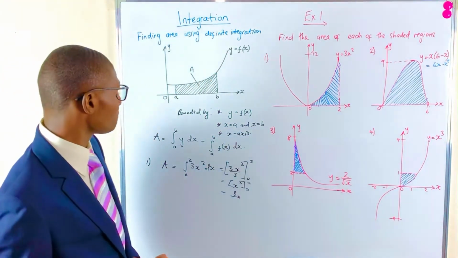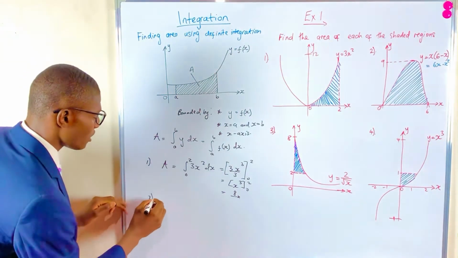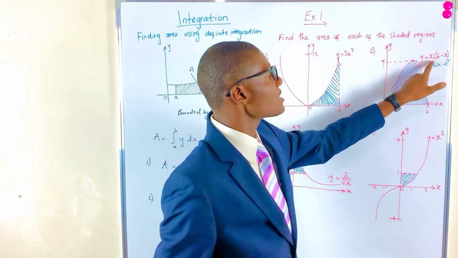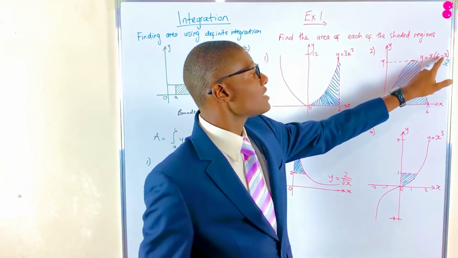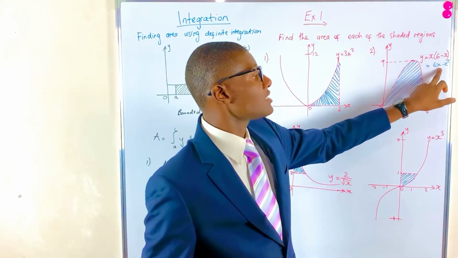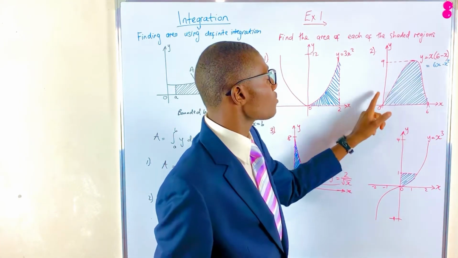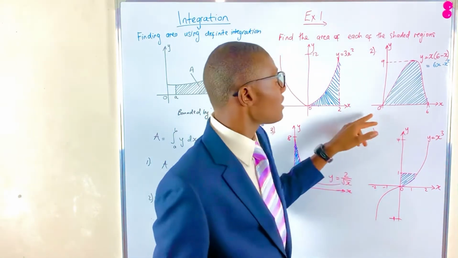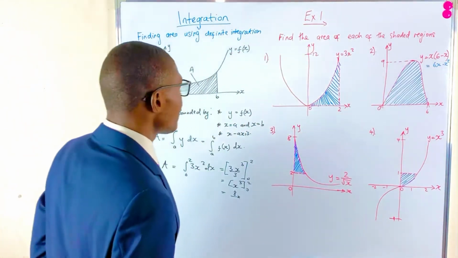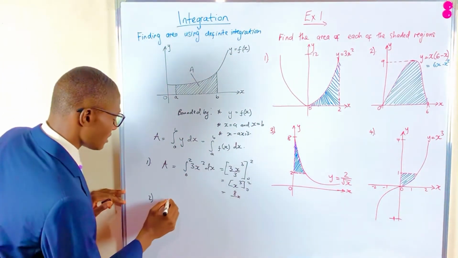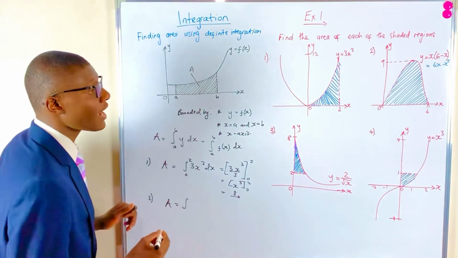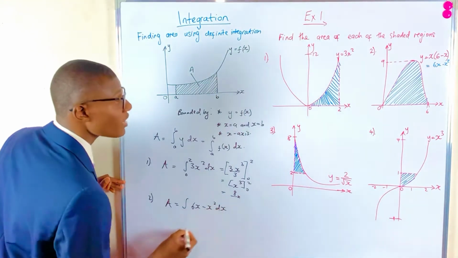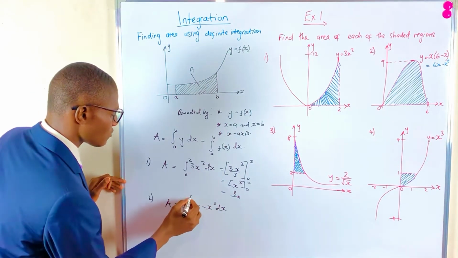Now for number two, we need to calculate the area of the shaded region that is bounded by the curve y is equal to x times 6 minus x, which you can expand to get 6x minus x squared. It is also bounded by the lines x is equal to 0 and x is equal to 6. Then it is bounded by the x-axis. So we're saying that the area of that region is given by the integral of y, being 6x minus x squared, with respect to x, with the limits from 0 to 6.